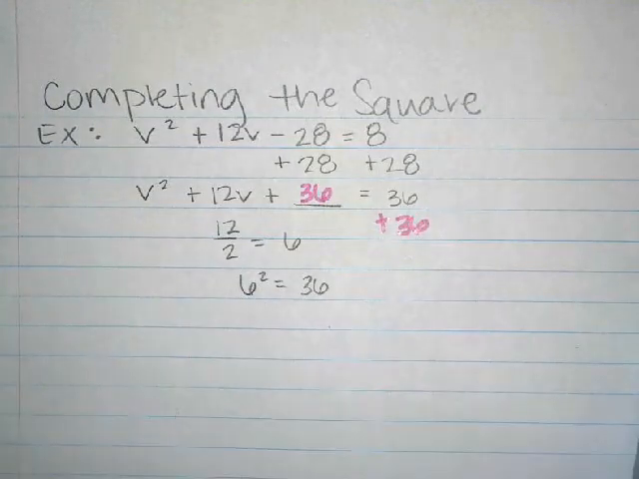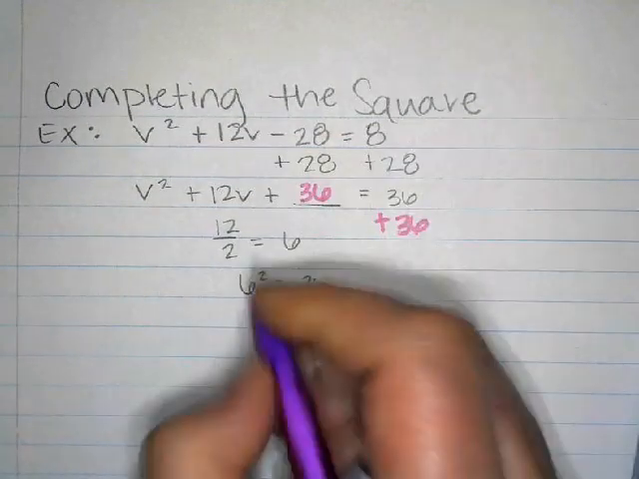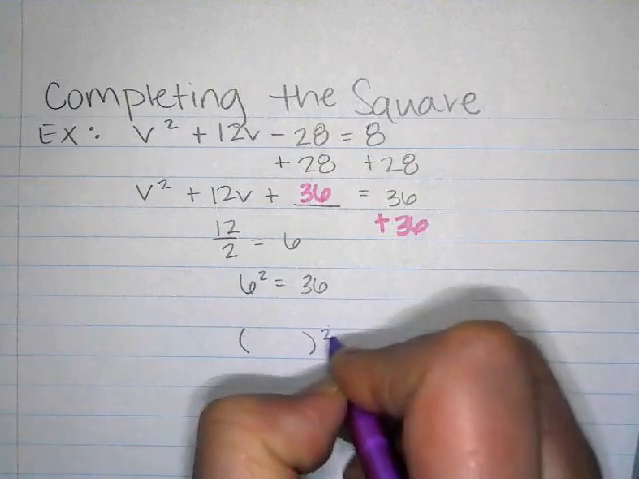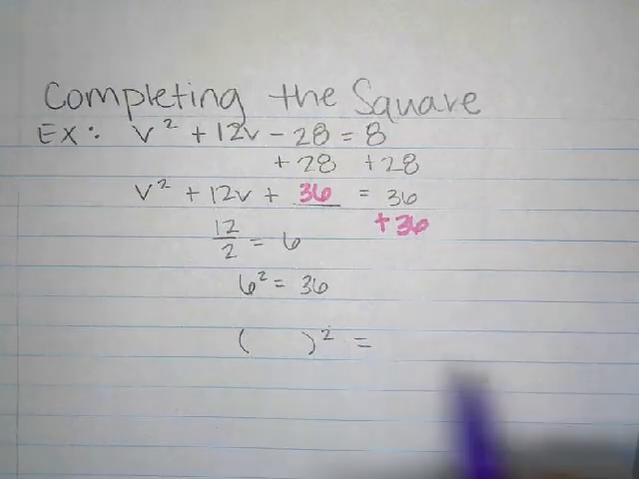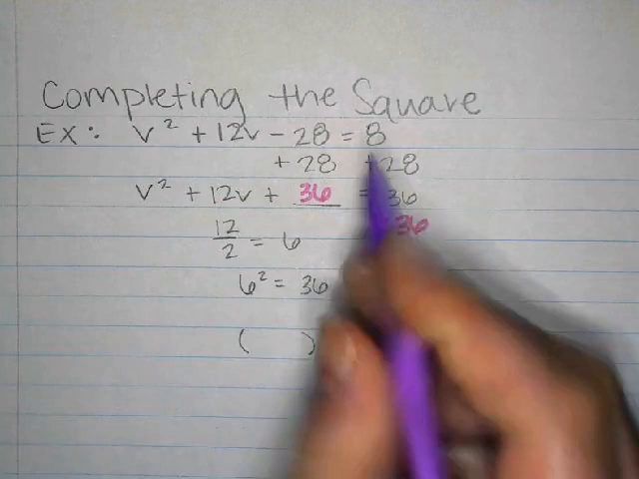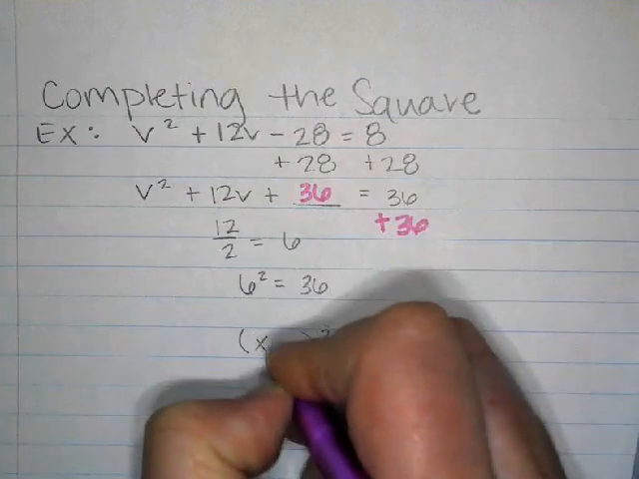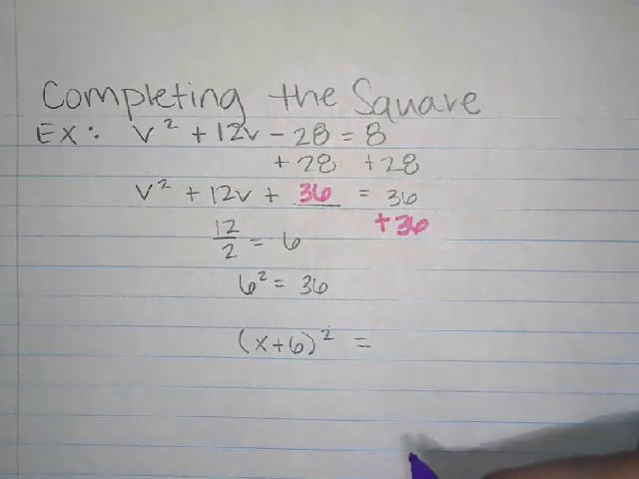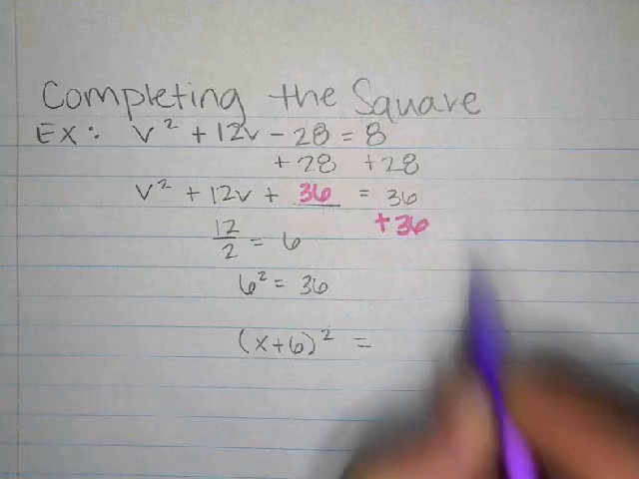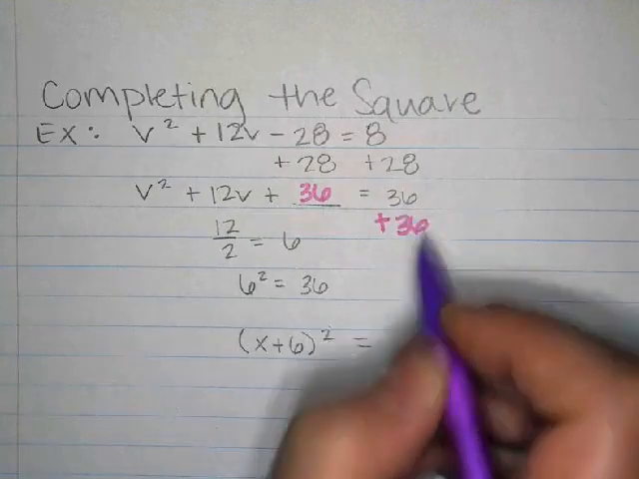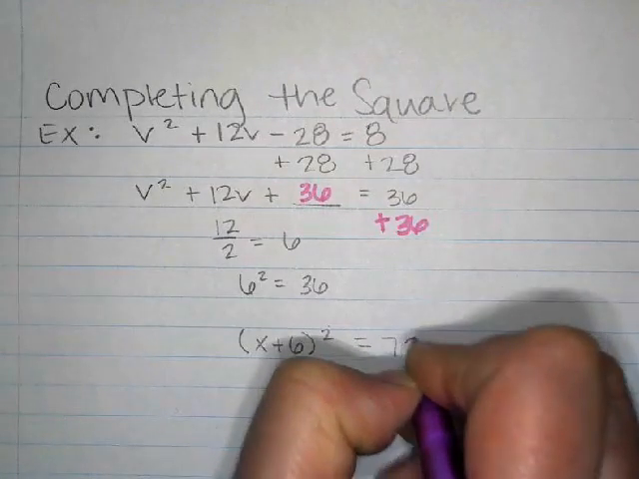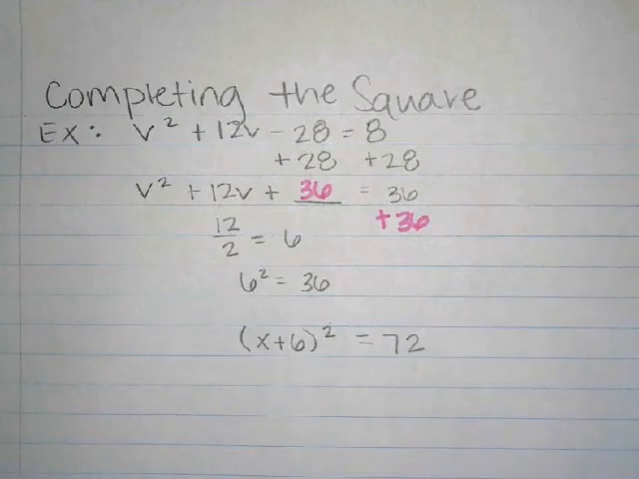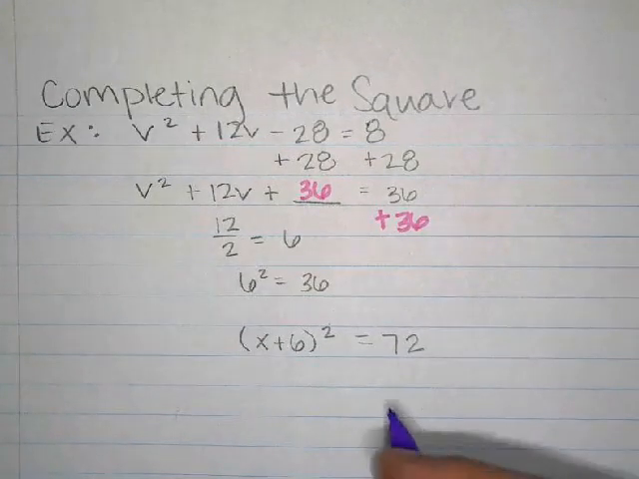So I end up with something in parentheses squared equals some number. So x plus 6 is what goes in the parentheses. And then what is the number on the right side? 72. 36 and 36 gives you 72. Okay, so the completing the square process is done.